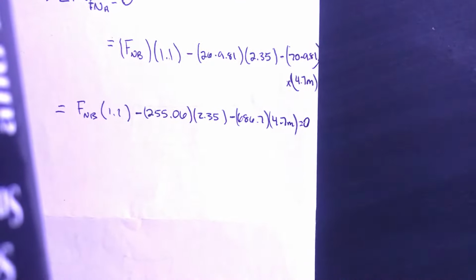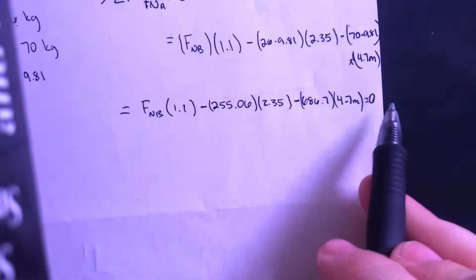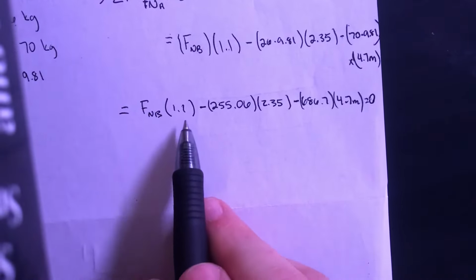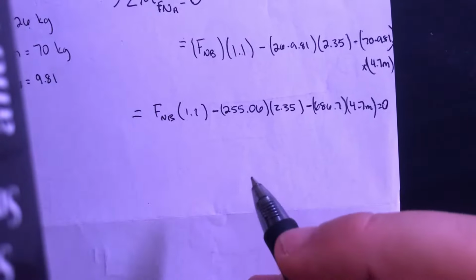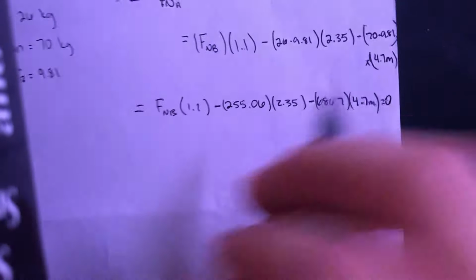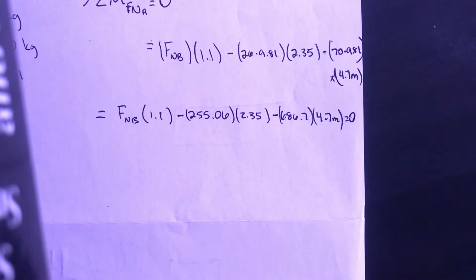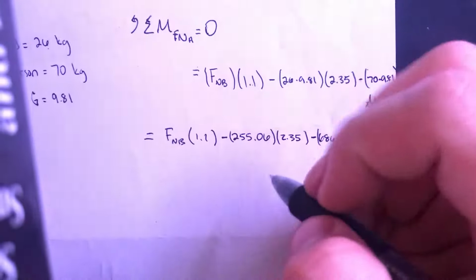So from there, you will just take all the knowns over to the other side, and you will use algebra to divide by 1.1, and you will be able to calculate your value for your normal force at point B. So doing that, 255.06 times 2.35 equals 599.4.